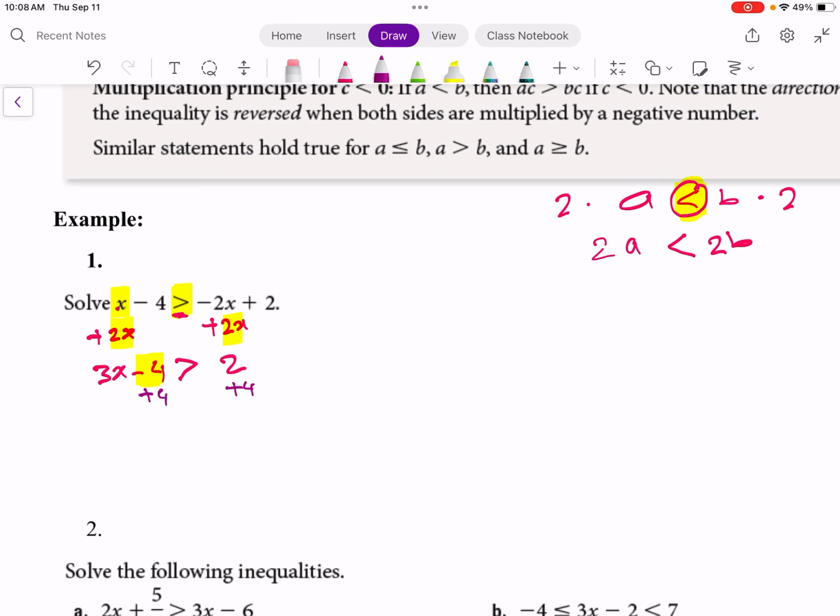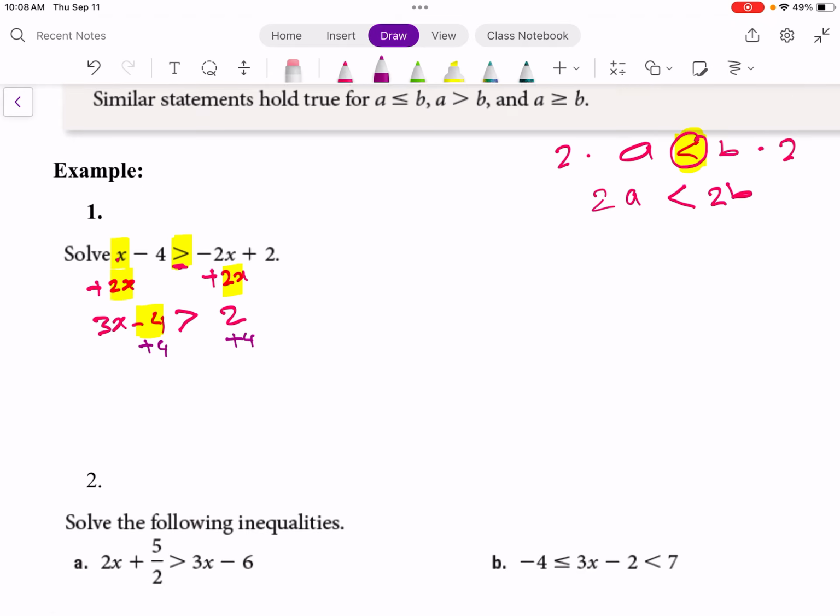Now again we are adding the same number. In this case also the inequality sign remains the same. So we have 3x minus 4 plus 4 is 0. The inequality sign remains the same, greater than, 2 plus 4 is 6. So this is okay. Now, is our x by itself? It still has a 3 as a coefficient, right?